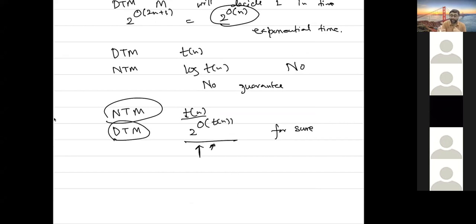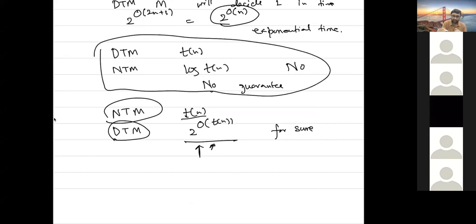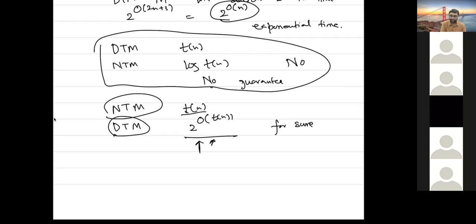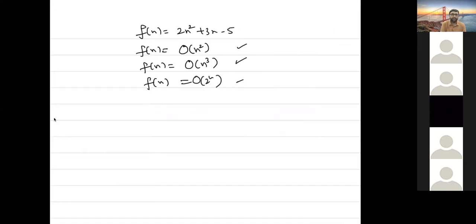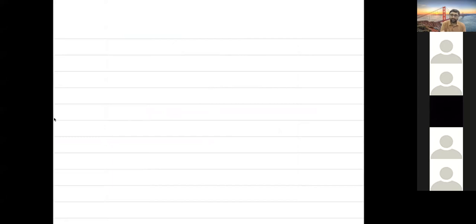Okay, but will we have an exponential speed up? No guarantee. There's no possibility that we can guarantee something. In some problems, yes. But it can be the case, sir. It can, but in general, no. Okay. In general, no. Any other question?